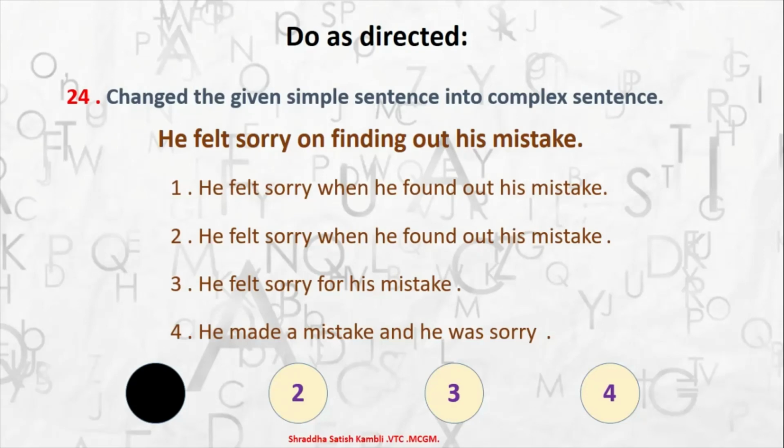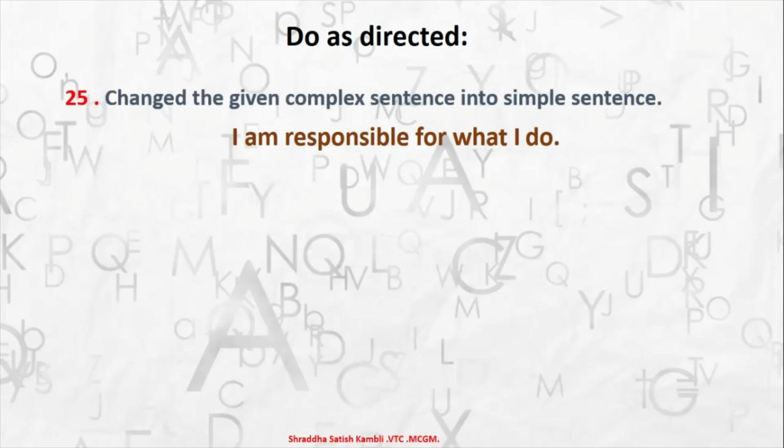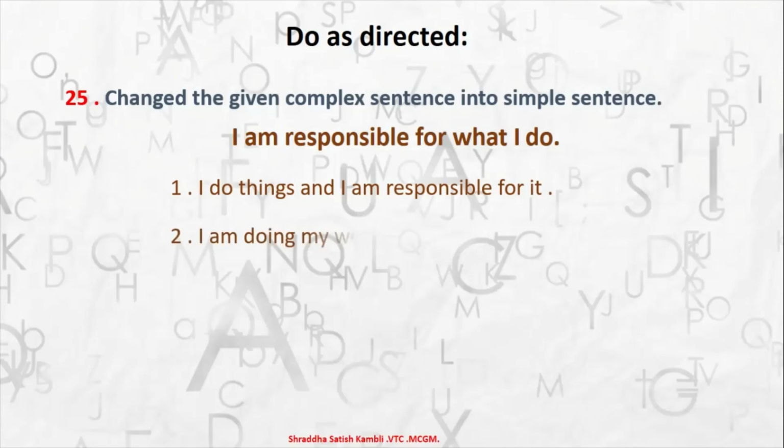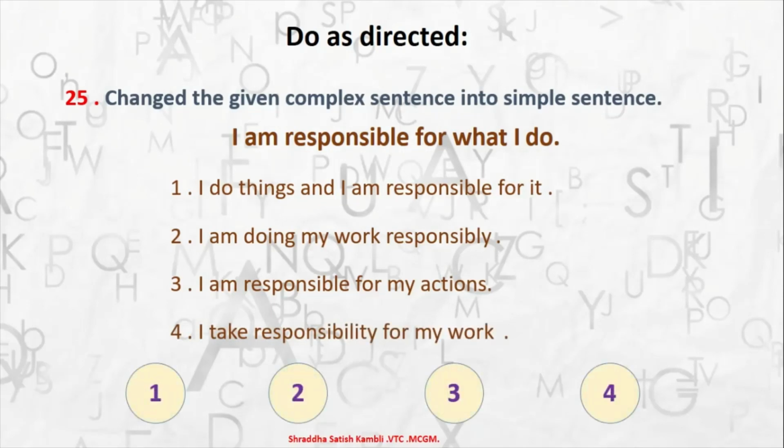Okay? Coming to the last question in this pattern, question 25. I am responsible for what I do. Now this is a given complex sentence. You have to change it into a simple one. Let's see. I do things and I am responsible for it. I am doing my work responsibly. I am responsible for my actions. I take responsibility for my work. So which one is the correct answer? It is the third one. I am responsible for my actions is a simple sentence.